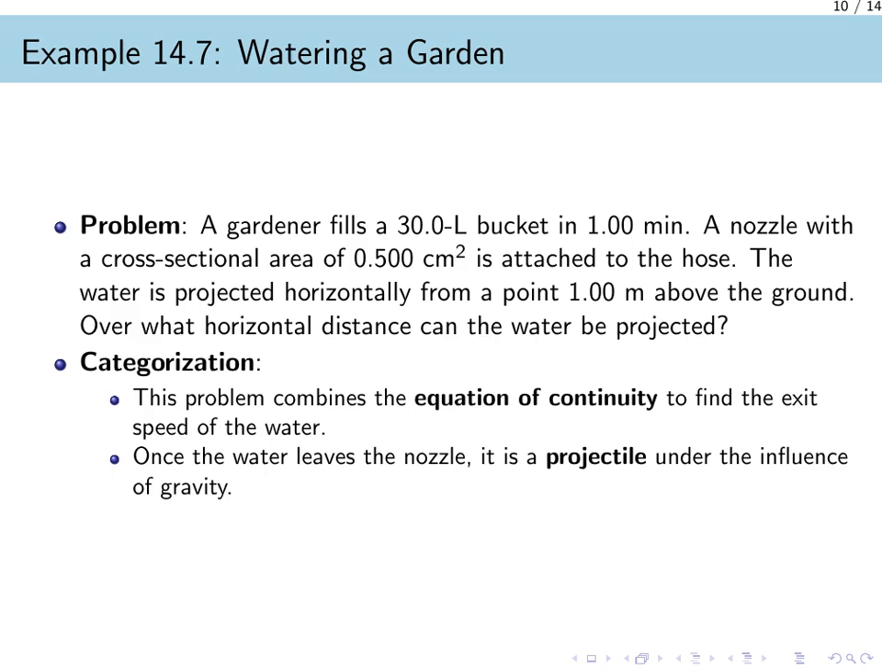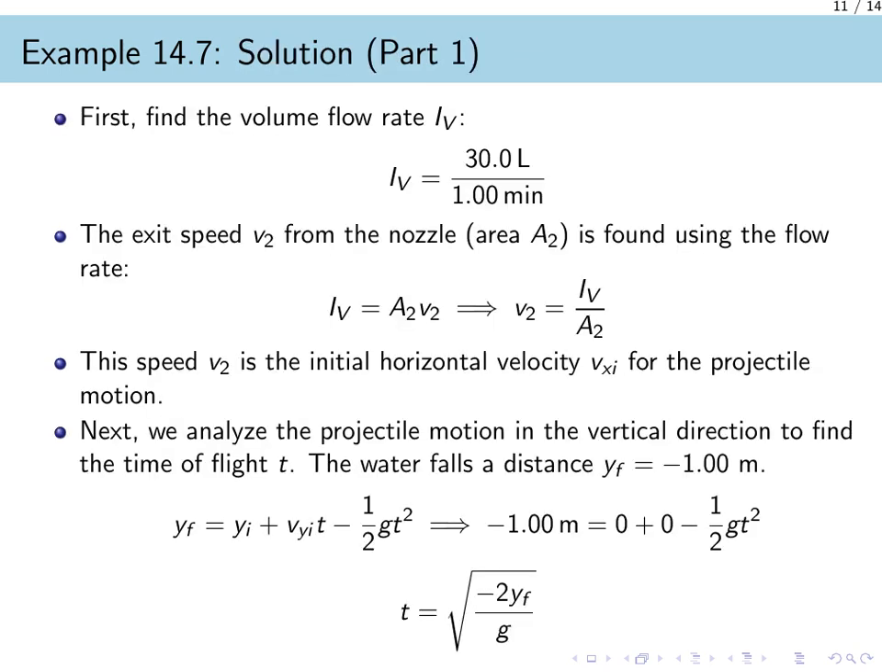Our overall strategy is to use the continuity equation to find the water's exit speed, and then use projectile motion equations to find how far it travels horizontally. To solve this problem, we will first determine the speed of the water leaving the nozzle, and then calculate how long it takes to hit the ground.